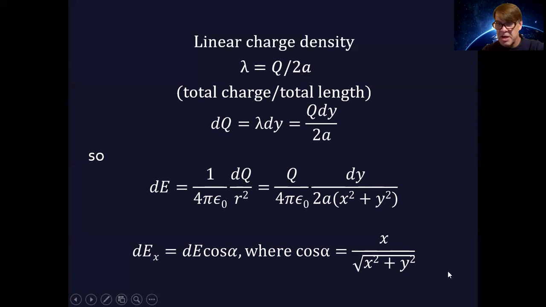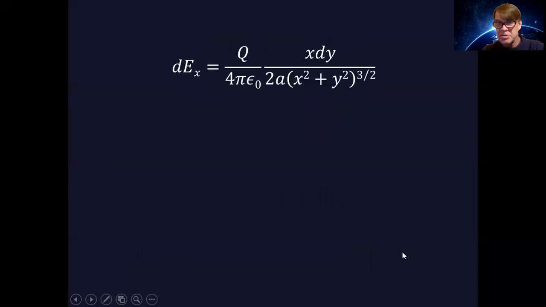And remember, this is the hypotenuse. We rewind the video. Okay, so put it all together. And so this is dE, and this is cosine of alpha. So multiply this times this, and what we get is a monstrosity.